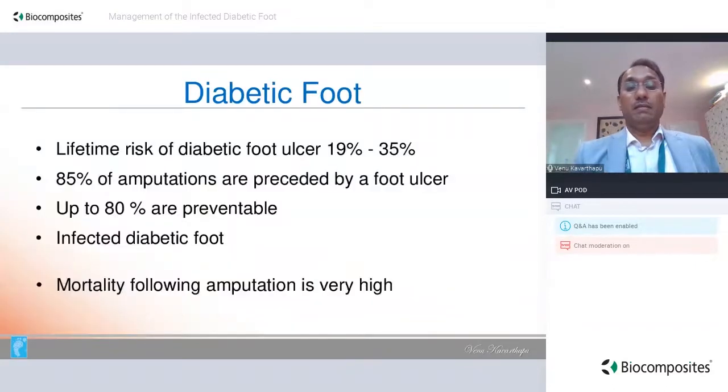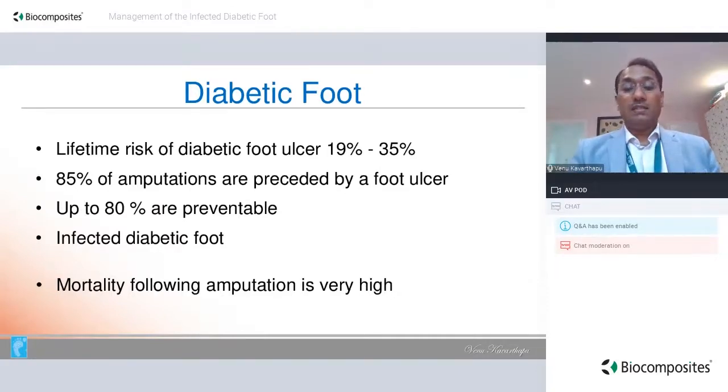So if you look at the statistics of diabetic foot disease worldwide, the lifetime risk of a person with diabetes developing a foot ulcer has actually gone up to about 35% since the previous assessment that was done more than a decade ago. The problem with these foot ulcers is that a number of patients with diabetic foot ulcers develop problems that eventually result in an amputation. But about 80% of these amputations in this group of population are actually preventable. And that often starts with an infected diabetic foot.